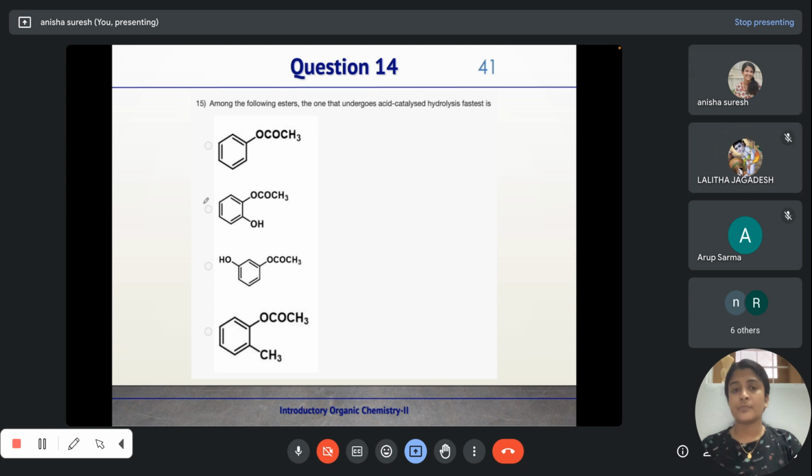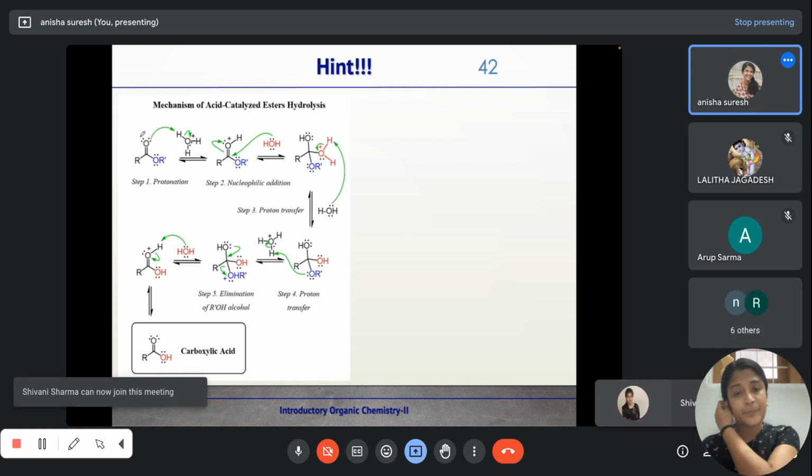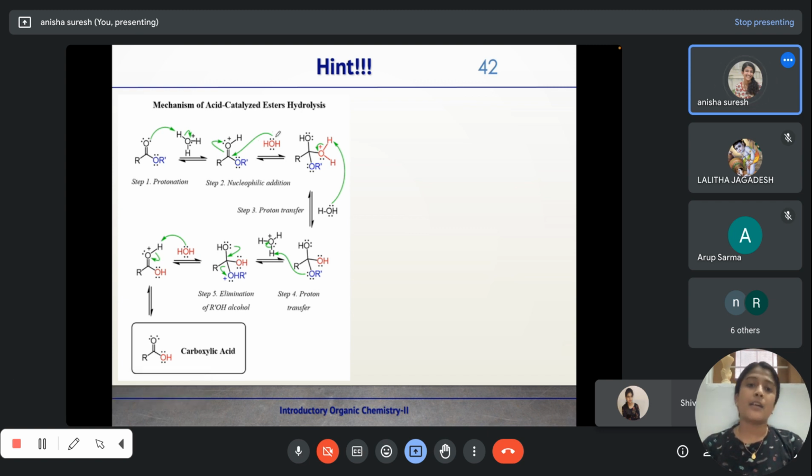Option B. Option B is the right option. Now coming to the reason behind this: we can see this is the mechanism of acid catalyzed ester hydrolysis. First, protonation of this ester will take place. After that, water will nucleophilically add to this carbonyl carbon. It will open up, resulting in the formation of this tetrahedral intermediate.